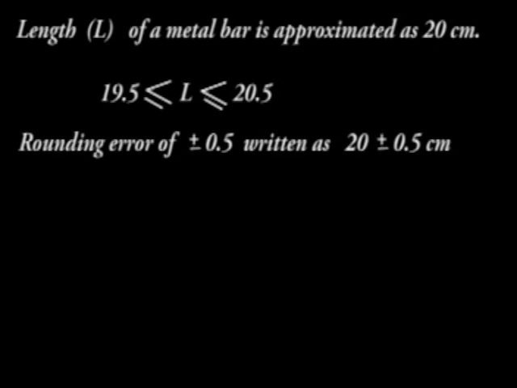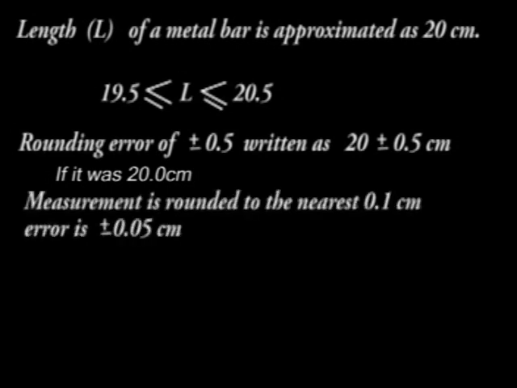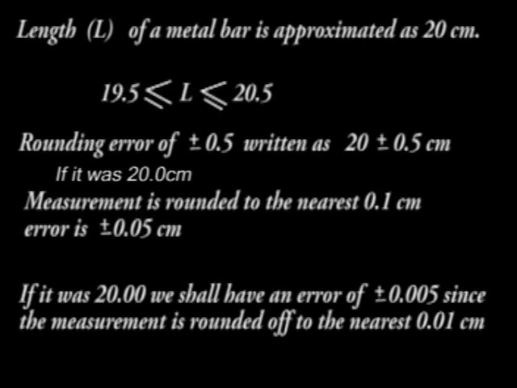How we record the measurement indicates the accuracy of the measurement. For example, if the above was approximated as 20.0 centimeters, it means the measurement is rounded to the nearest 0.1 centimeters. Hence, the error is plus or minus 0.05 centimeters. If it was 20.00, we shall have an error of plus or minus 0.005, since the measurement is rounded off to the nearest 0.01 centimeters.